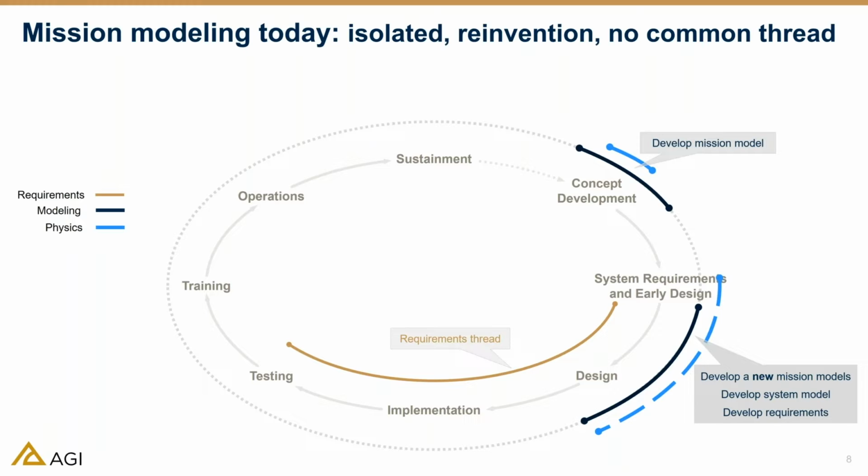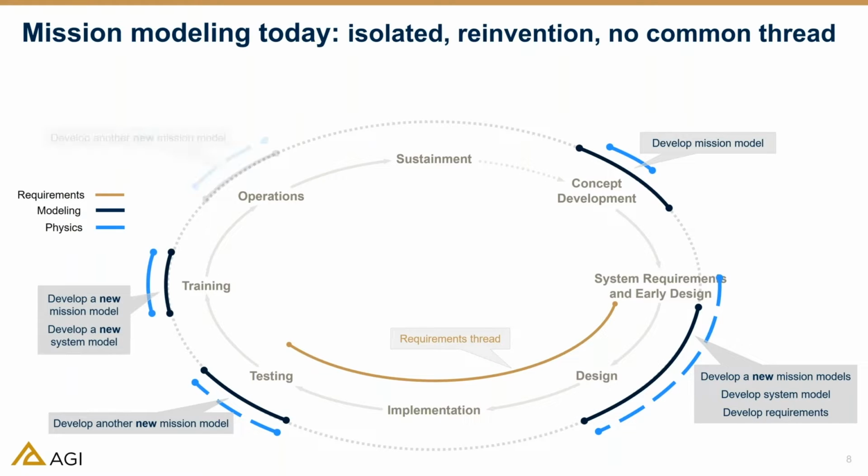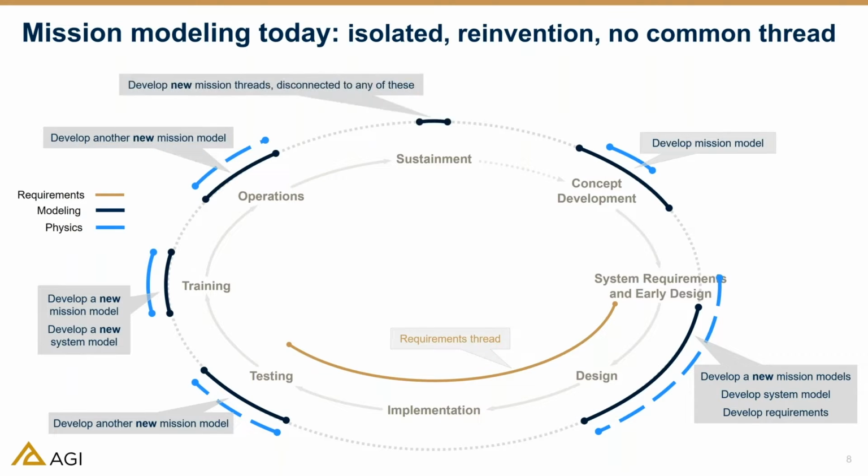And this is the part of the program that is typically furthest separated from the mission model and the mission need. And so once the system is finished, new mission models will be created to test and see how well that built and delivered system accomplishes that mission. And there's typically a new mission model for this, and the same thing happens in the training, operations, and sustainment areas. And so as you can see, this typically leads to a lot of isolated tools, reinvention of the wheel, and it makes it very hard to tie everything together.